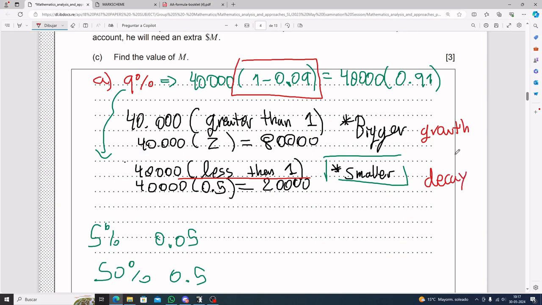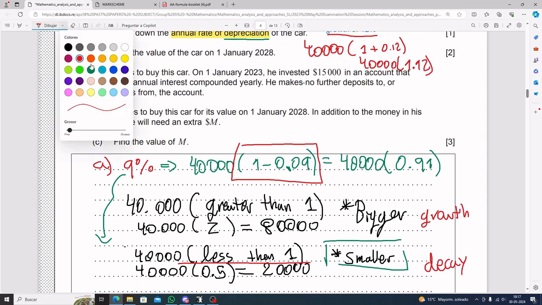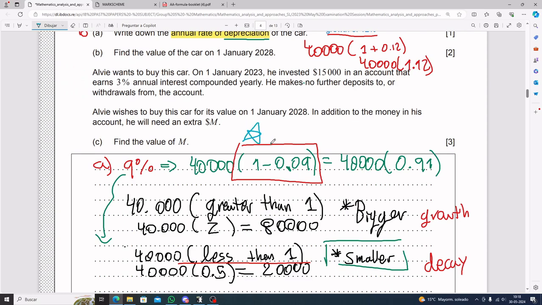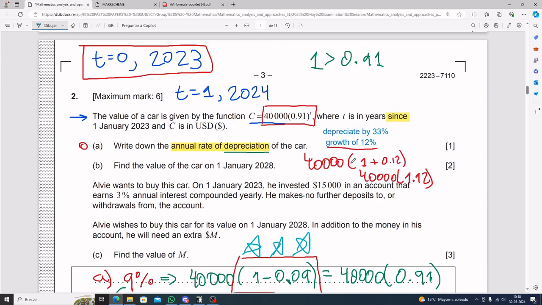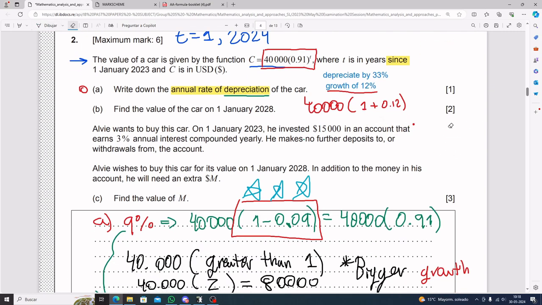And what's the actual process or the step behind the scenes? It's this one right here, okay? So you take that 1 and you do minus the 9%, or for growth, you would take 1 and you do plus that 12%, okay? So anyways, that was a little bit of a longer explanation of growth and decay, but at least now you're ready for anything that you face. And so that was a long explanation for part A, but I'm sure someone out there appreciated it.